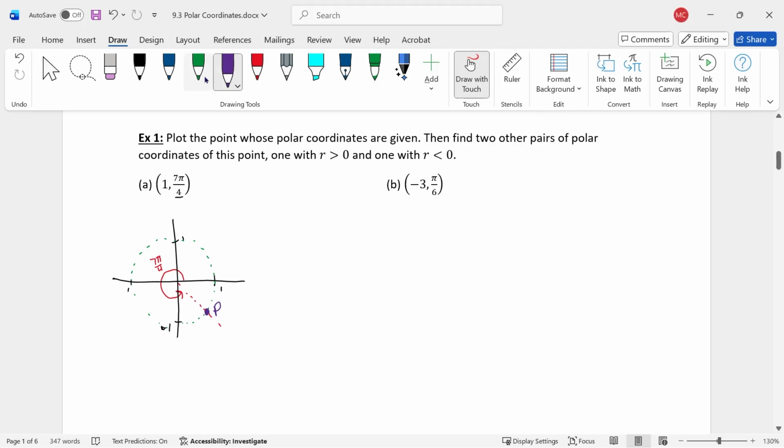So the first one that's the easiest to do, I think, is to just look at the negative angle here. This is negative pi over 4. And if we go the same distance of 1, that takes us to the same point. So an equivalent point here is (1, negative pi over 4).